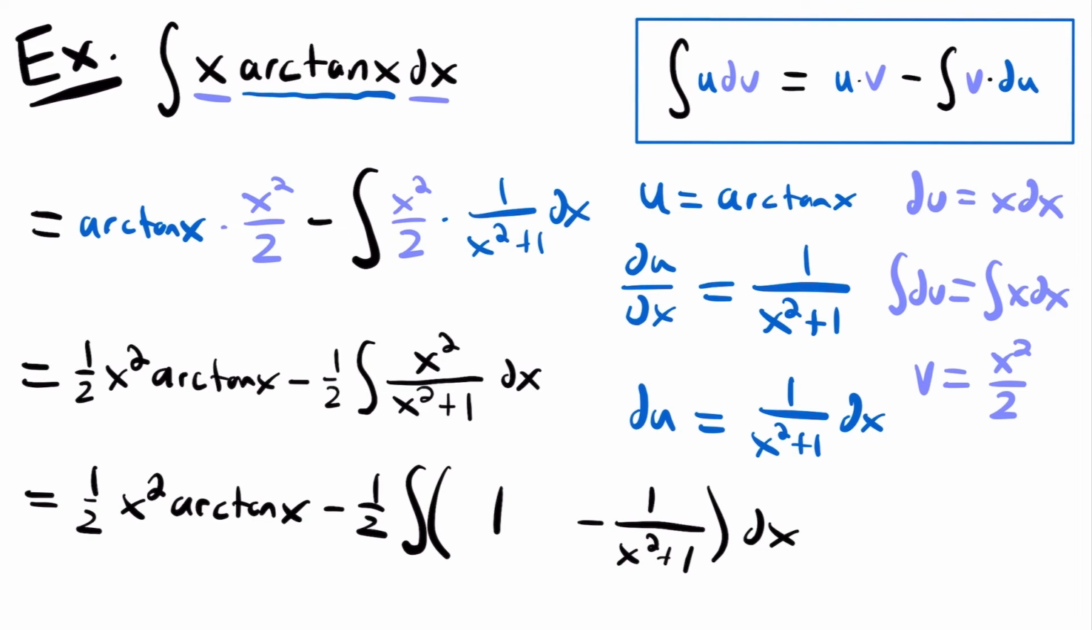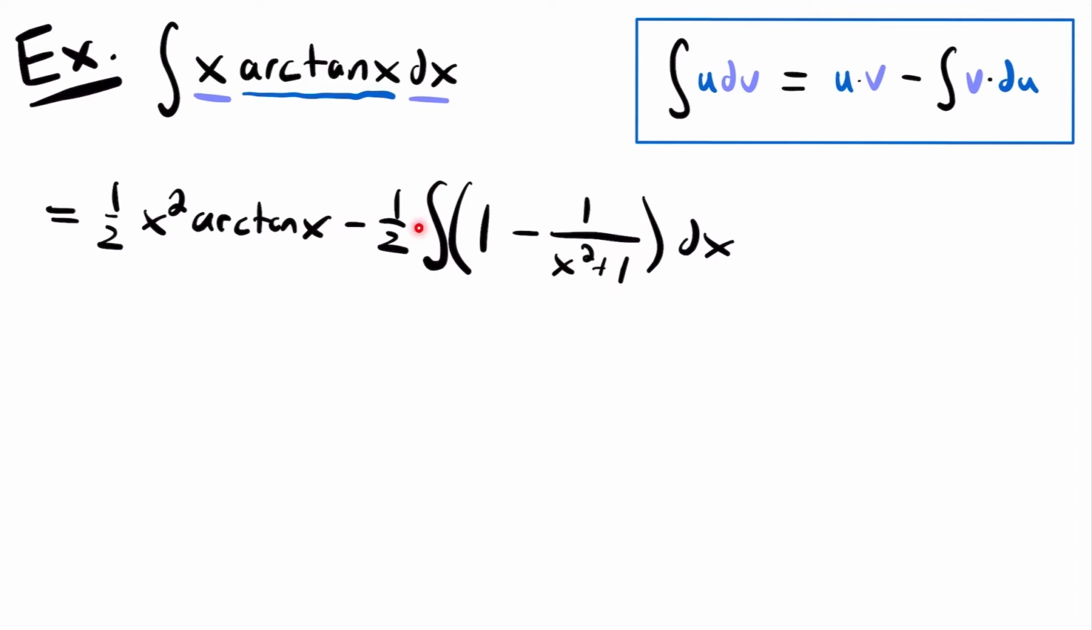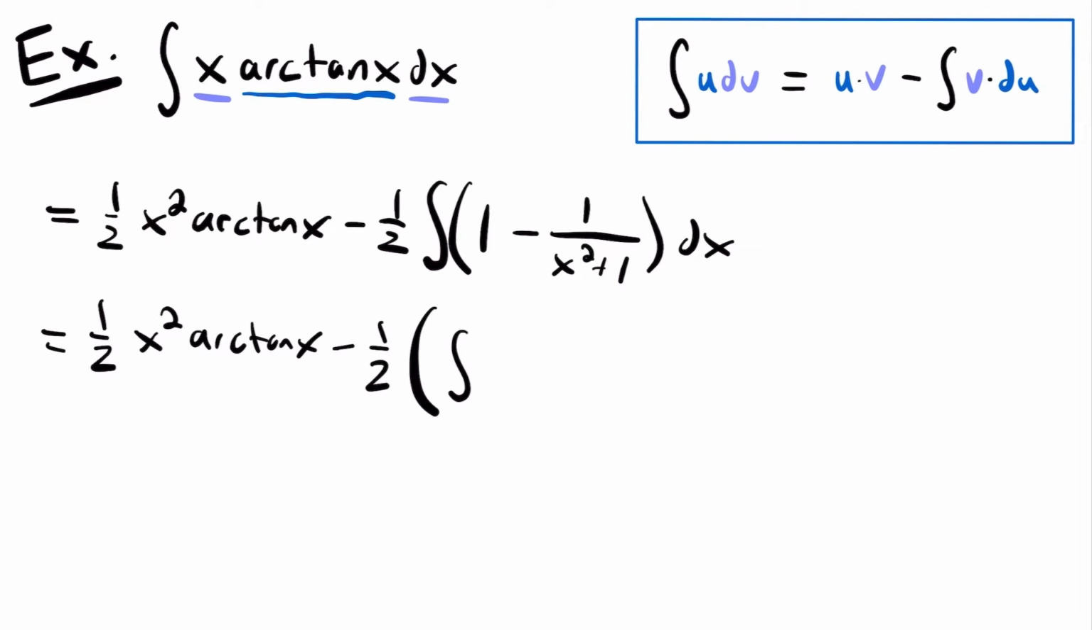And so if I clean up my work here, we can simplify this further by splitting it up into two separate integrals. And so if we do that, this will be equal to 1/2 times x squared times arctangent of x minus 1/2 times the integral of 1 times dx minus the integral of 1 divided by x squared plus 1 times dx, right? So I'm multiplying 1/2 by this whole integral, which I have split up into two integrals. The integral of the first term minus the integral of the second term.